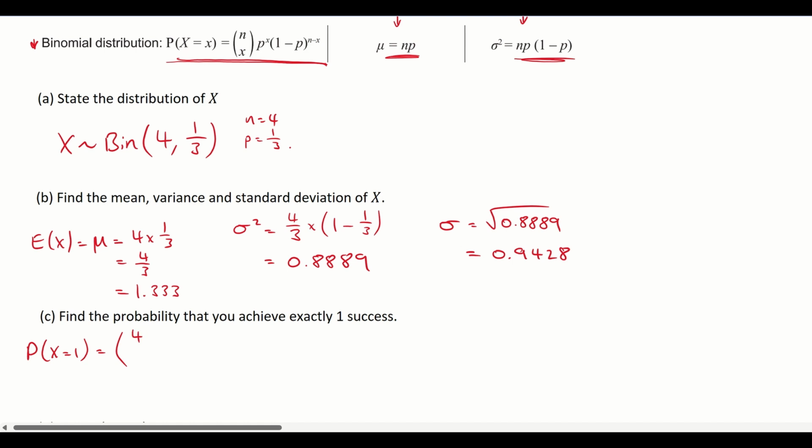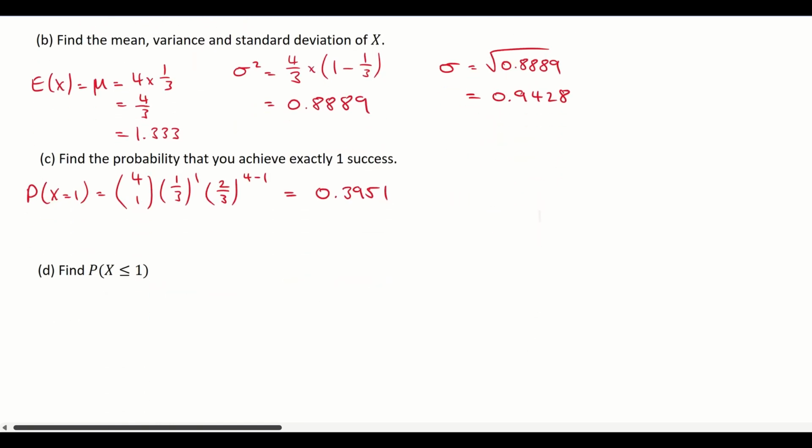Choose what we want our x to be, and we want 1 success. So from 4, choose 1, multiplied by our probability, which is 1/3, to the power of x, which is just 1, multiplied by 1 minus 1/3, which is 2/3, to the power of n minus x, so to the power of 4 minus 1. And if you pop that into a calculator, you will get 0.3951. So the probability that you succeed exactly 1 time out of the possible 4 is 0.3951.